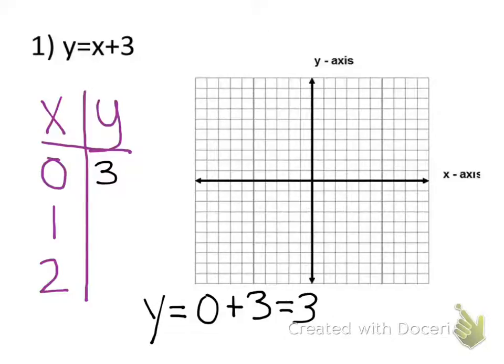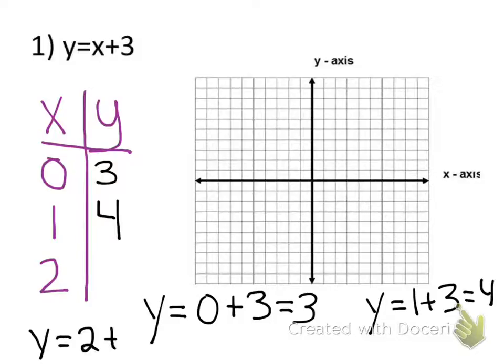Okay, now we're going to make the x a 1. When we make the x a 1, what does the y have to be? 4. Good. Okay, now we're going to make the x a 2. When x is 2, what is y? 5. These are the ordered pairs that we are graphing.